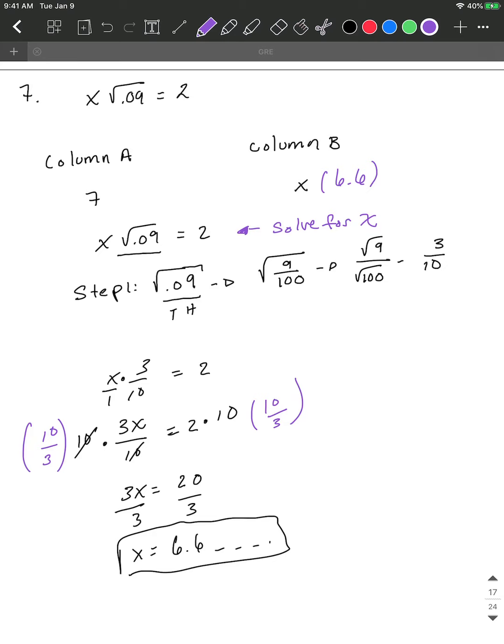But the overall idea is, will it be less than, greater than, or equal to? Well, from here we know that 7 has to be greater than x. So in this case, that's the only answer choice you could choose, knowing that column A would be greater than column B. Usually it would be A, depending on how the answer choices come out.